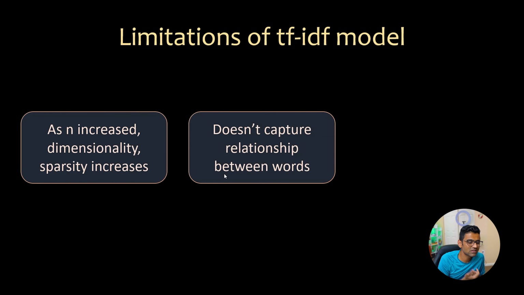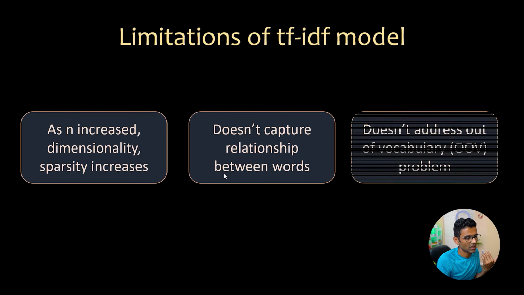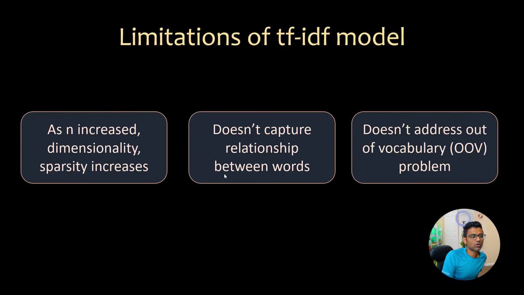As your vocabulary increases, obviously, the sparsity increases. It's a discrete representation of your text. It doesn't capture the relationship between the words. The relationship between the words is captured by word embeddings and sentence embeddings. But all other models suffer from this problem, where the relationship between the words is not captured because here you're taking a term and you're just taking a count out of it. And it suffers from the out of vocabulary problem as well.